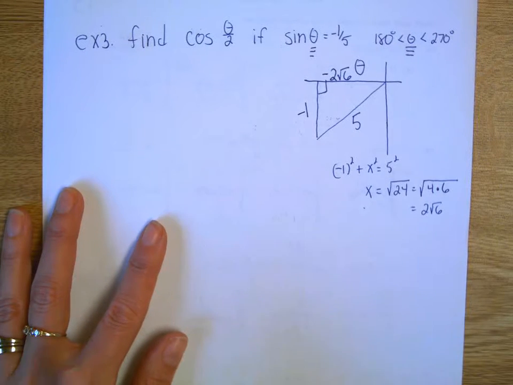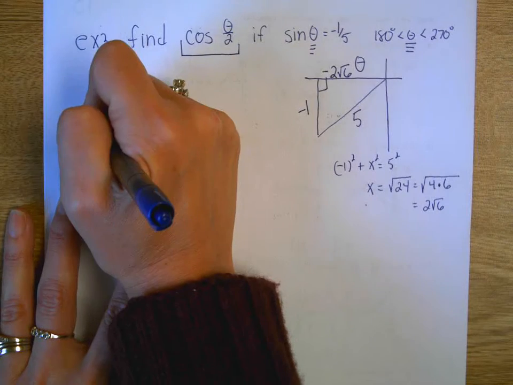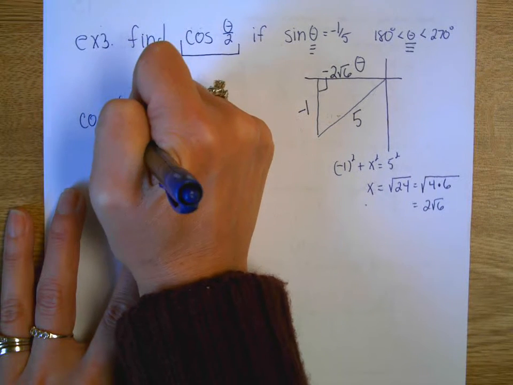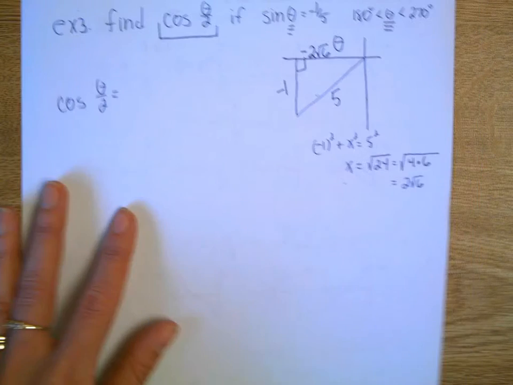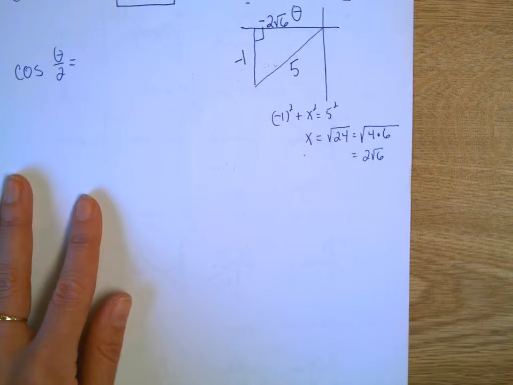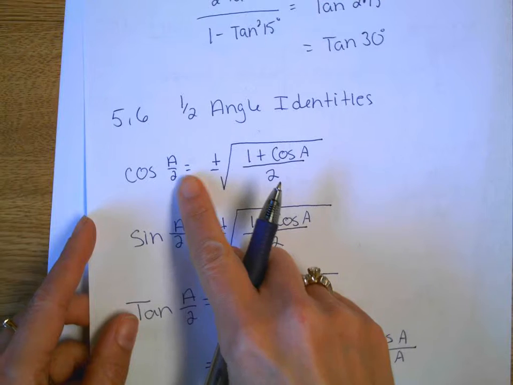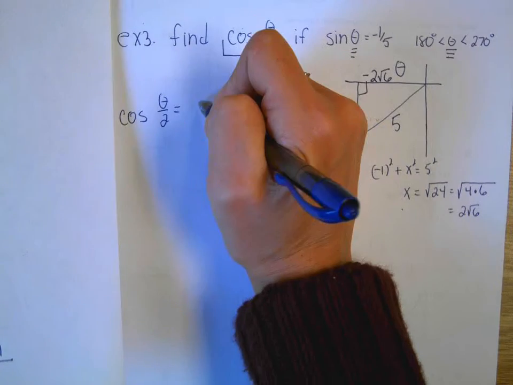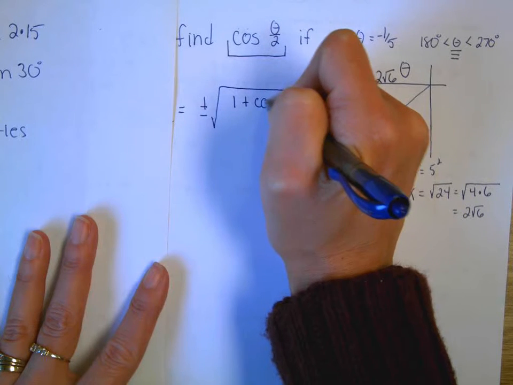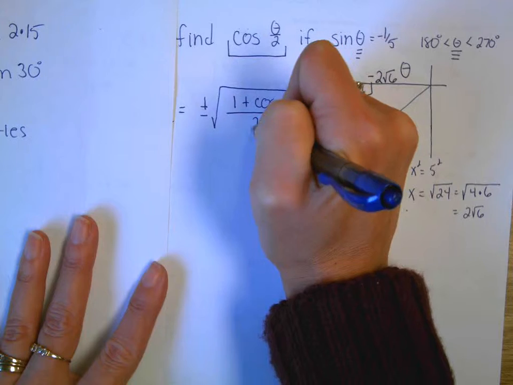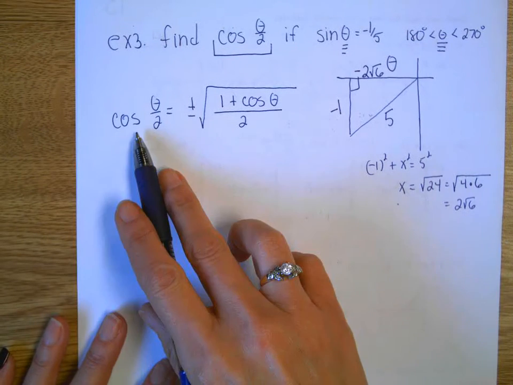Okay. So we've got a triangle done. Our goal was to find the cosine of half of that angle, so the cosine of theta divided by 2. Well, I need an identity for this. The cosine of an angle divided by 2 is plus or minus, we'll figure that out in a minute, the square root of 1 plus the cosine of just theta, then that whole thing divided by 2. So I need to know the cosine of full theta.